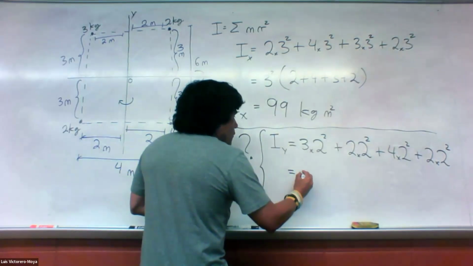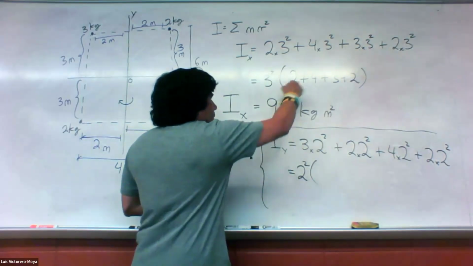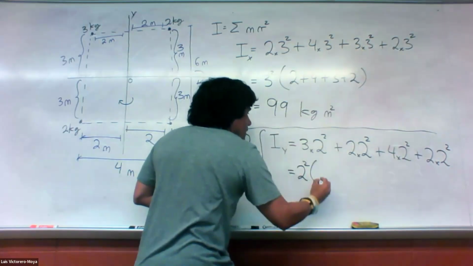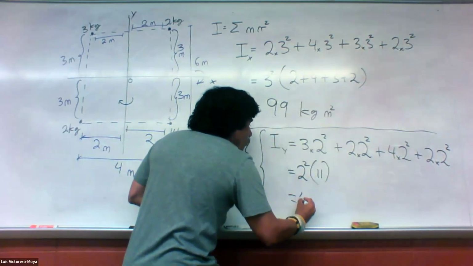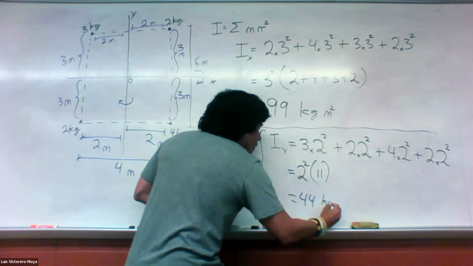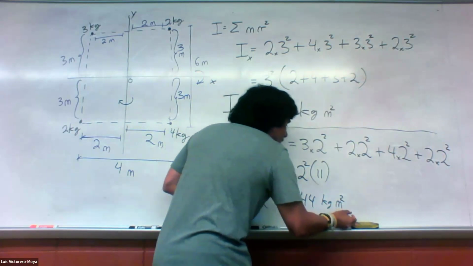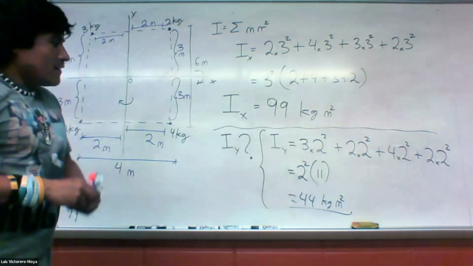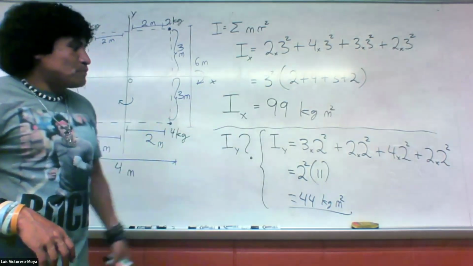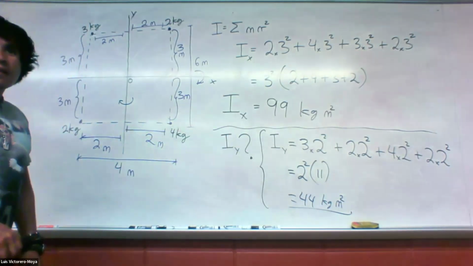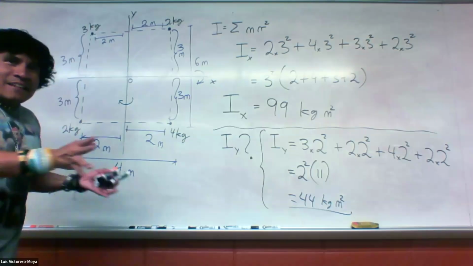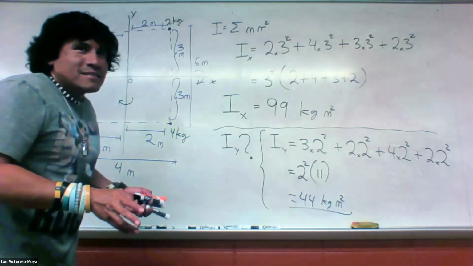So 2 squared, and the sum of the masses is 6, 9, 11. So that's 44 kilograms. You see, it depends on the axis of rotation. That's with respect to y, with respect to x. So that's how you calculate I. At least you can do that. That's for point masses. All right.